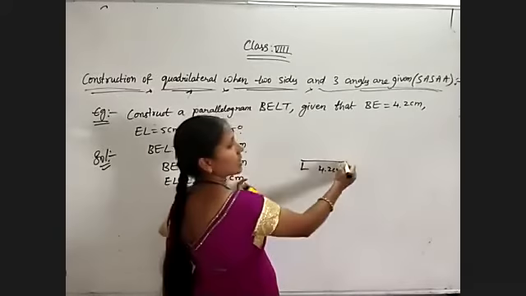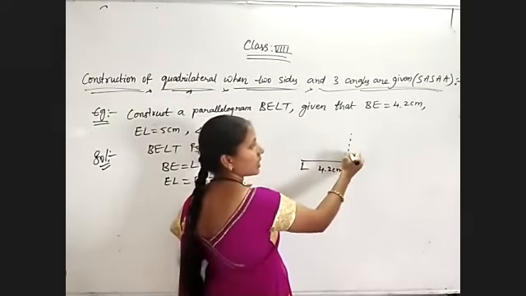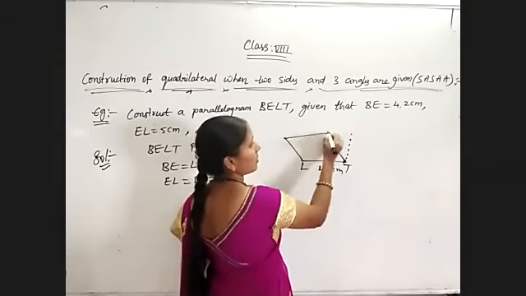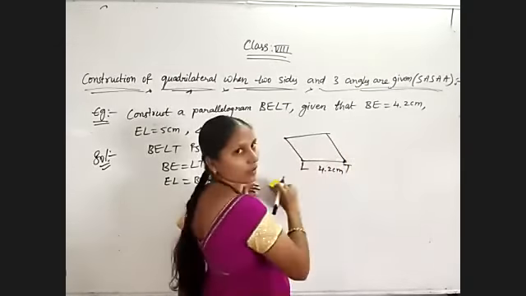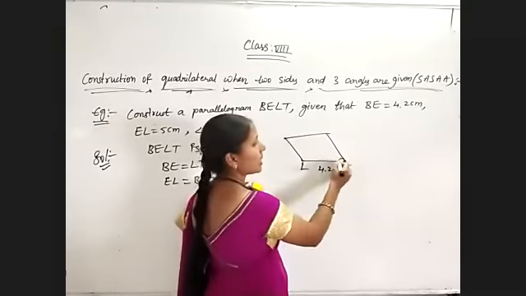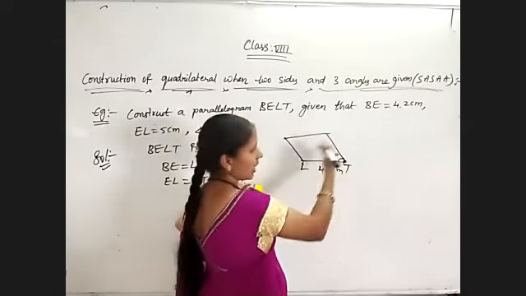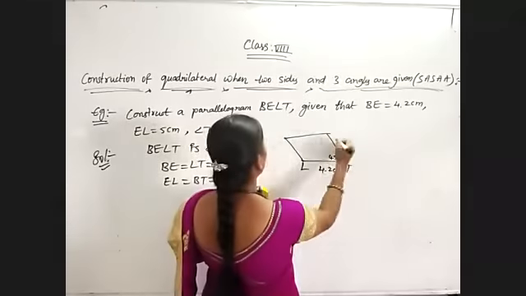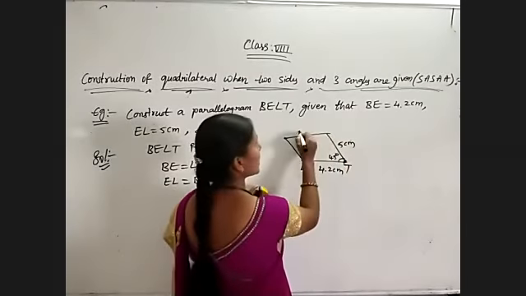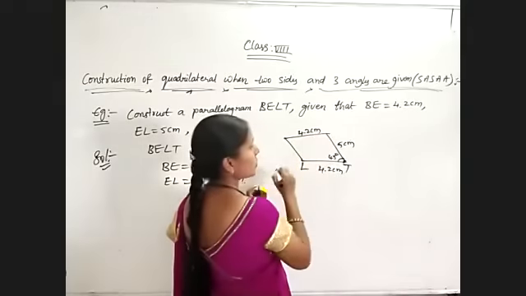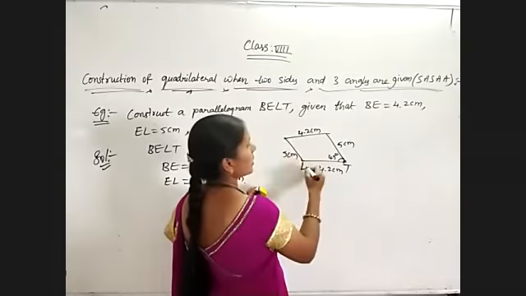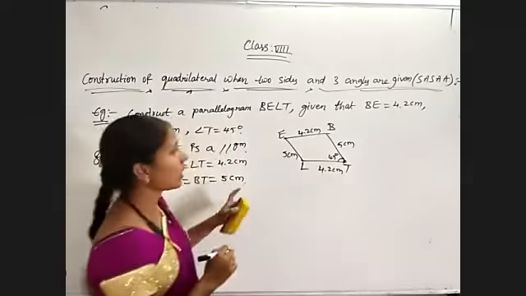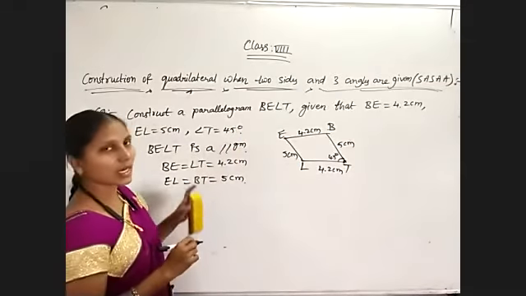angle T is 45 degrees. So here we are getting 45. This is 90, so less than 90 we will get, like this. Because it is a parallelogram, we know the shape of the parallelogram. At T, they have given an acute angle, so like this it will come, 45 degrees. And here they are given 5 centimeters, and opposite sides are the same. So here also 4.2 centimeters and 5 centimeters. BELT is the required parallelogram.